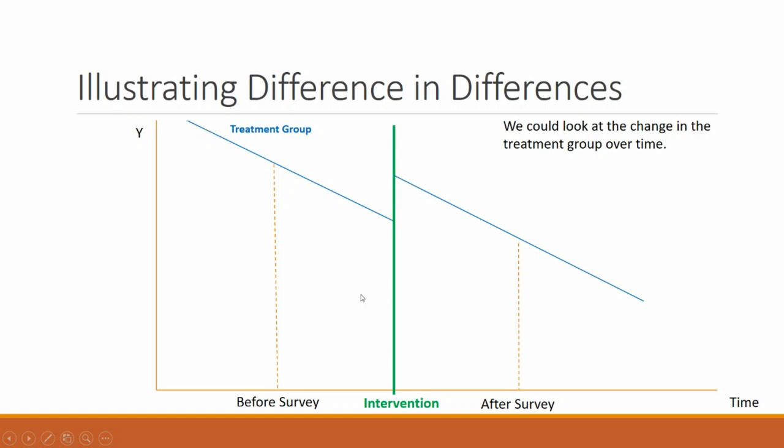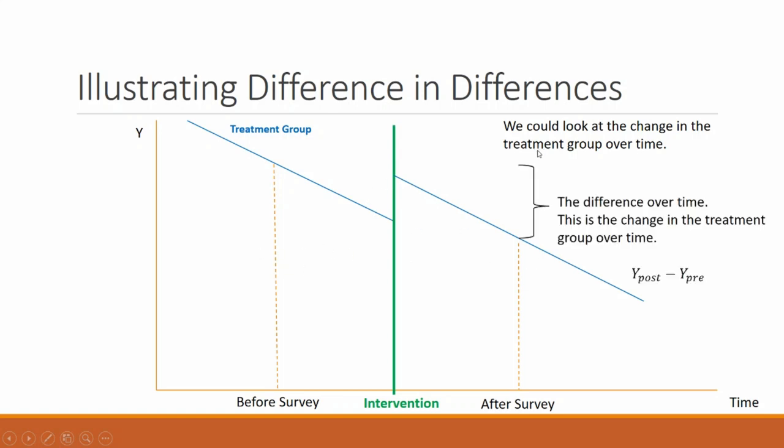So you can see from this graph that I no longer have a treatment and a control group. Now I only have information on my treatment group, shown in blue. Now let's say we have this treatment group before and after. We have the before survey and we have the after survey, and the intervention was implemented in between. So now we can look at the change in the treatment group over time. How does it change before and after? All right, we can do that. We can see that that would be here, the difference over time.